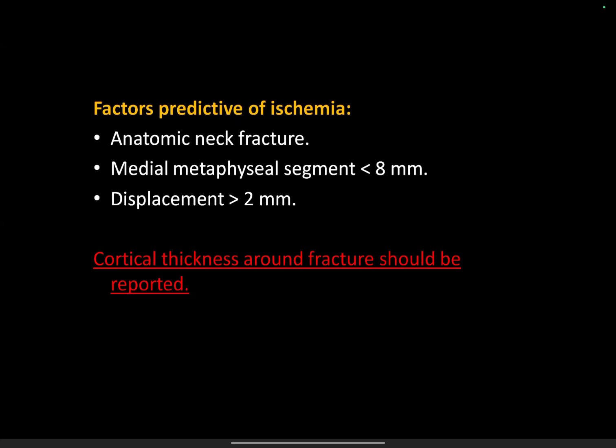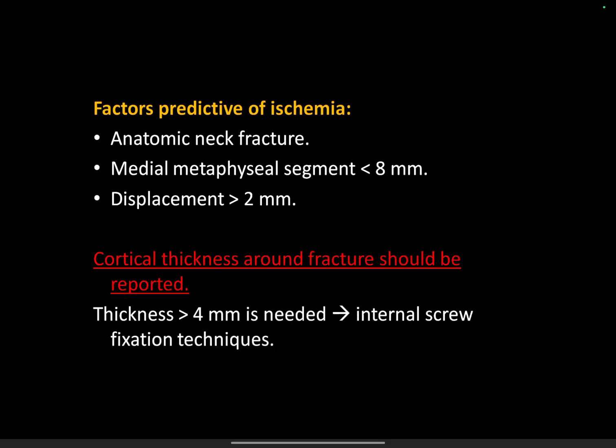The cortical thickness around the fracture has to be reported. Why? Because later on, when the patient undergoes surgical fixation, in order for the screw to be stable and not migrate, you need a cortical thickness of at least 4 millimeters around the fracture line.